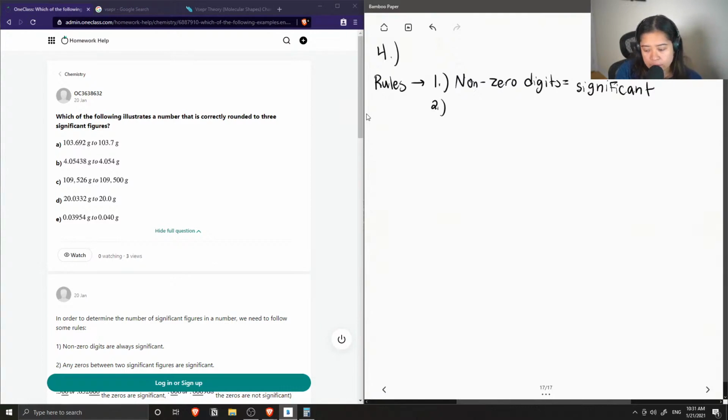Rule number 2 is that the zeros in between non-zero digits are also significant.